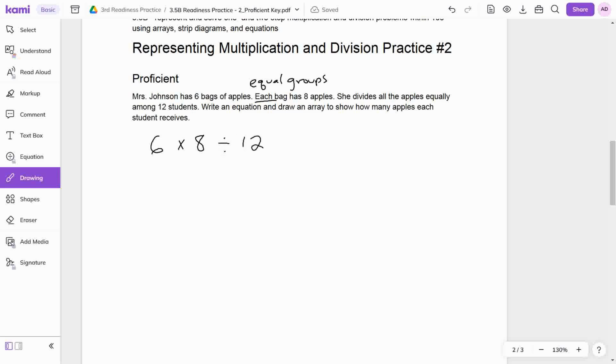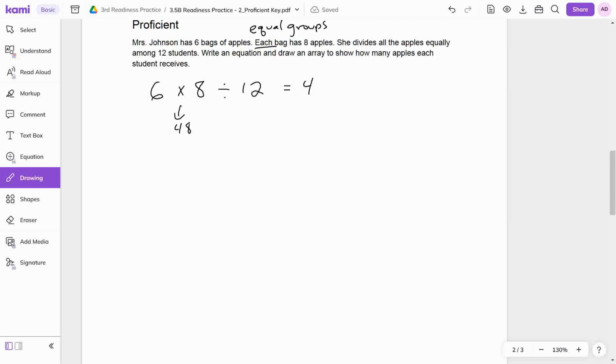So I would take that 6 times 8, and let's see, that is going to be 48. So 48 divided by 12 is going to get me 4. So that would be my equation. Now, how can I draw an array? Well, I could do what I did on the last problem.